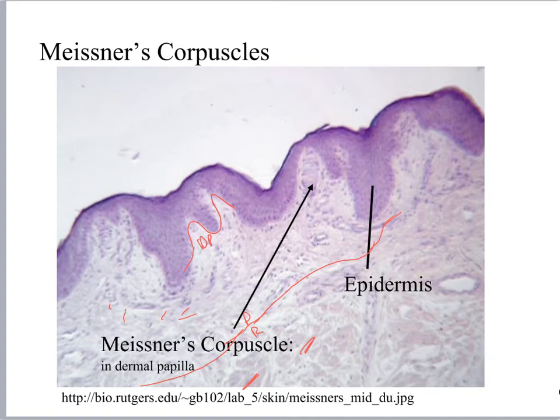And then if I come right here, I can see this thing that's sticking up in the dermal papilla, and it's going back and forth like this, which to me looks like the rungs of a ladder. And that is your little Meissner's corpuscle located in the dermal papilla of the papillary layer of the dermis. Okay, next slide.